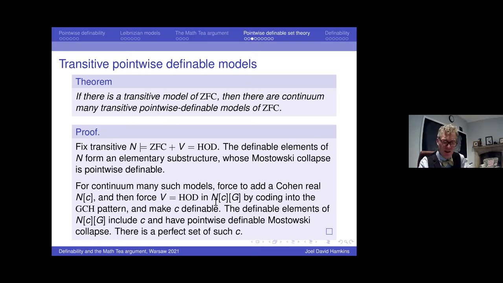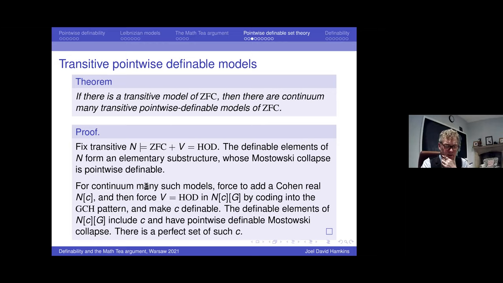And I can also make sure that c itself is definable without parameters, by making sure that the Cohen real that I added was specifically coded into, say, the GCH pattern at the Aleph_n's. Now the definable elements of this forcing extension will include that real c, and it will be pointwise definable. And now we just observe, well, look, there's continuum many different c's that I can add that way. There's a perfect set of Cohen reals over any countable model. And so I get continuum many different models that way. And they're different because they have these different Cohen reals that were added and coded at the Aleph_n's. So we have a lot of pointwise definable models.